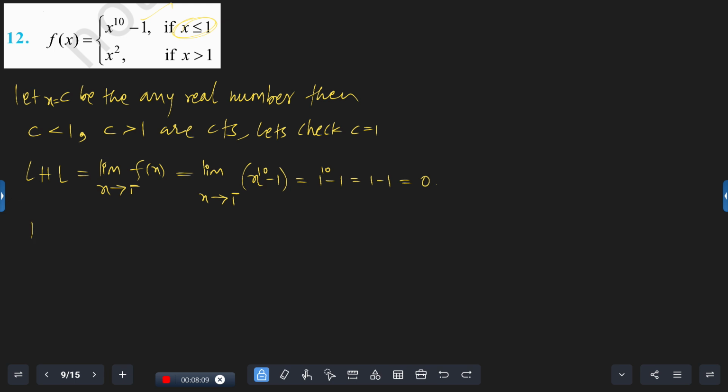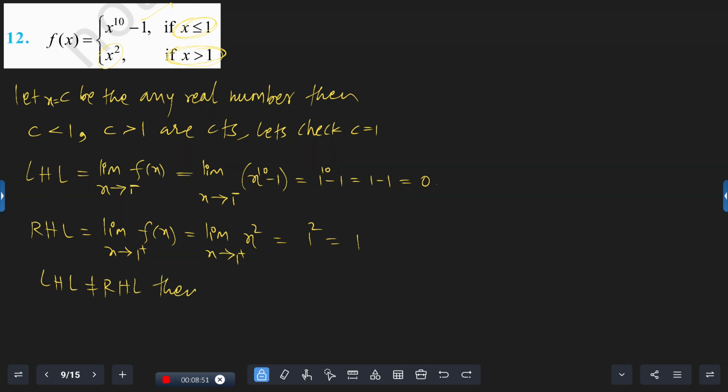Understand? Right. And the right hand limit is limit x tends to 1 plus of f of x. 1 plus means what I said? 1 and above. See, for 1 and above, here we have x square, which is equal to 1 square, equal to 1. Is the left hand limit equal to the right hand limit? No. Then it is not necessary to find the function value. Suppose you find the function value also, not a problem. So the left hand limit and right hand limit are not equal.